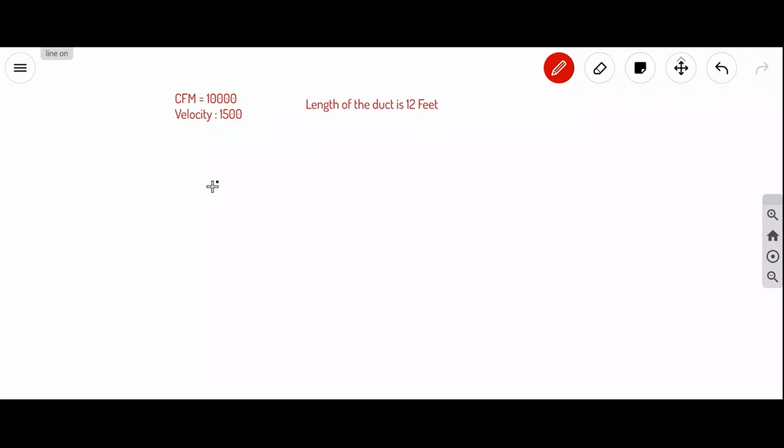Now, can anyone tell the round duct size in this case? Open your duct sizer, find out the round duct. Yeah, 12 by 12? No, round duct. Yeah, 25 we have. No, I'm saying duct, not diffuser. Yeah, duct sizer. I need the duct size.